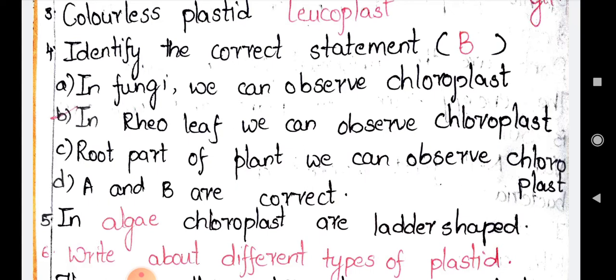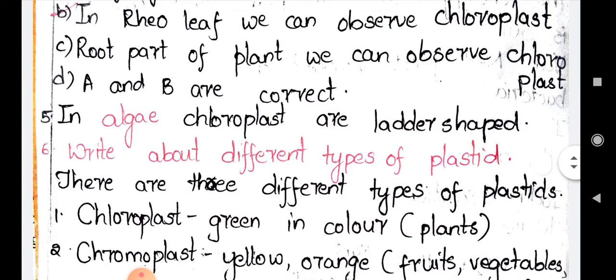It means that they do not have the chloroplast. So this statement is also wrong. And the fourth statement is, both A and B are correct. So A, fungi, is absolutely wrong, B is correct. Here the fourth statement is also wrong, and the answer is B for this question.